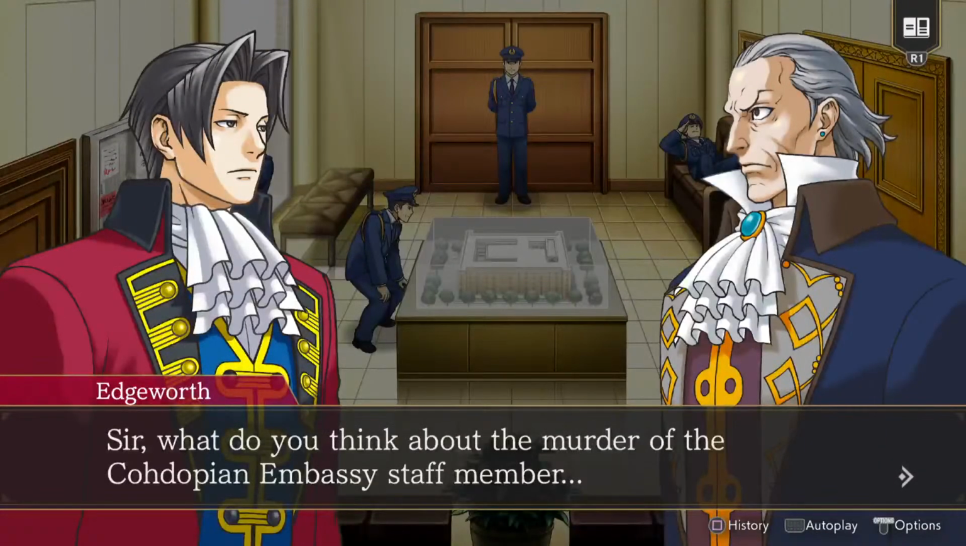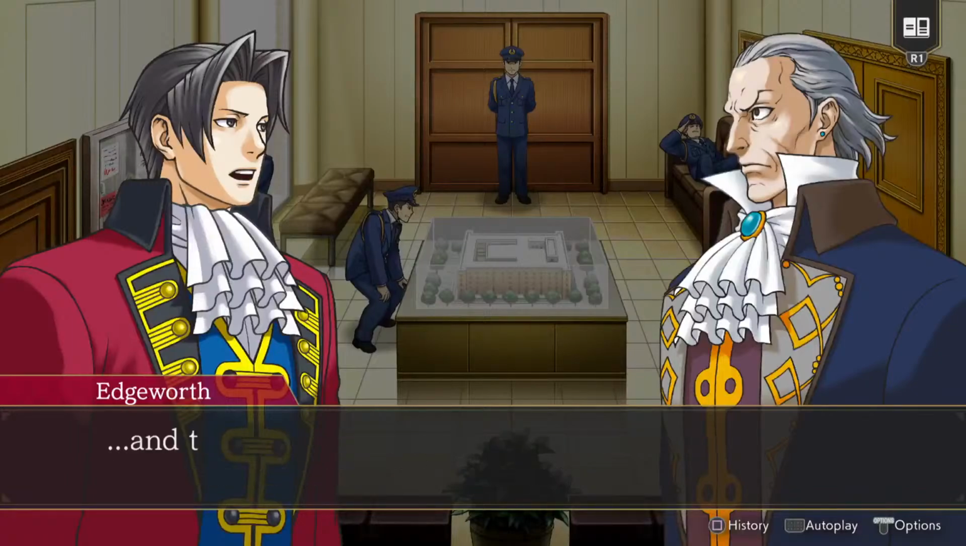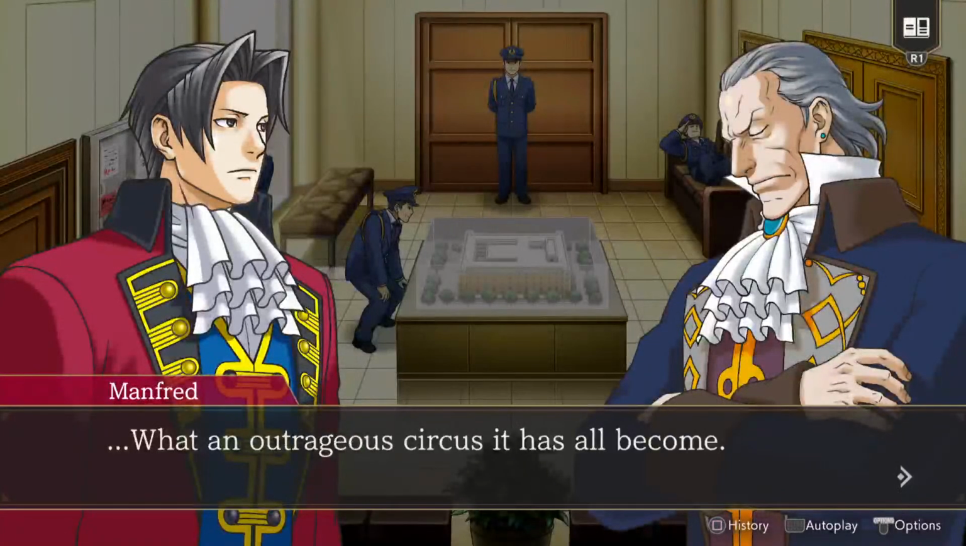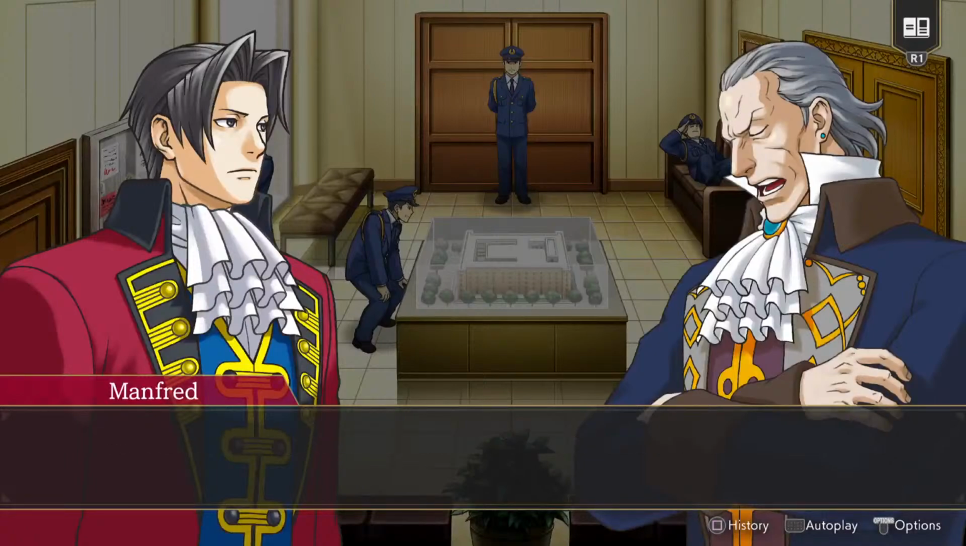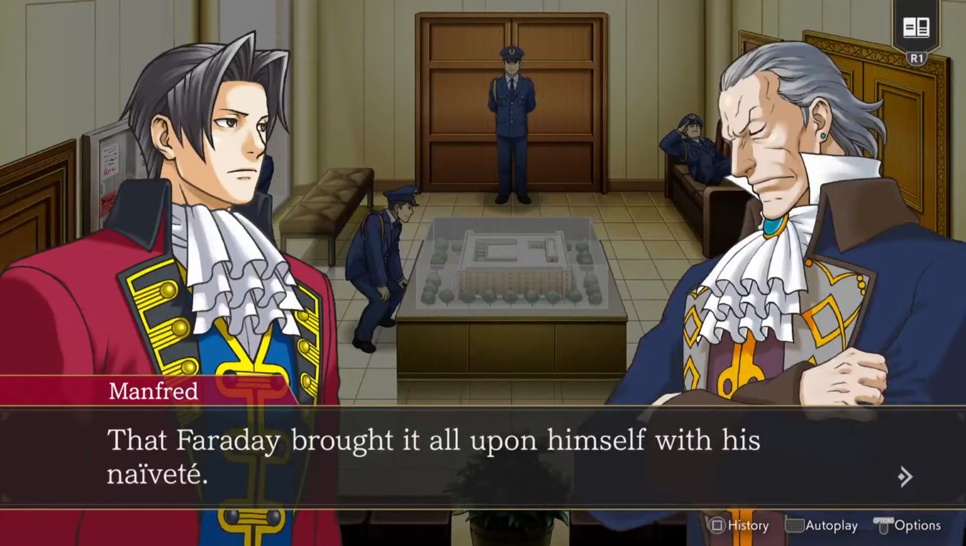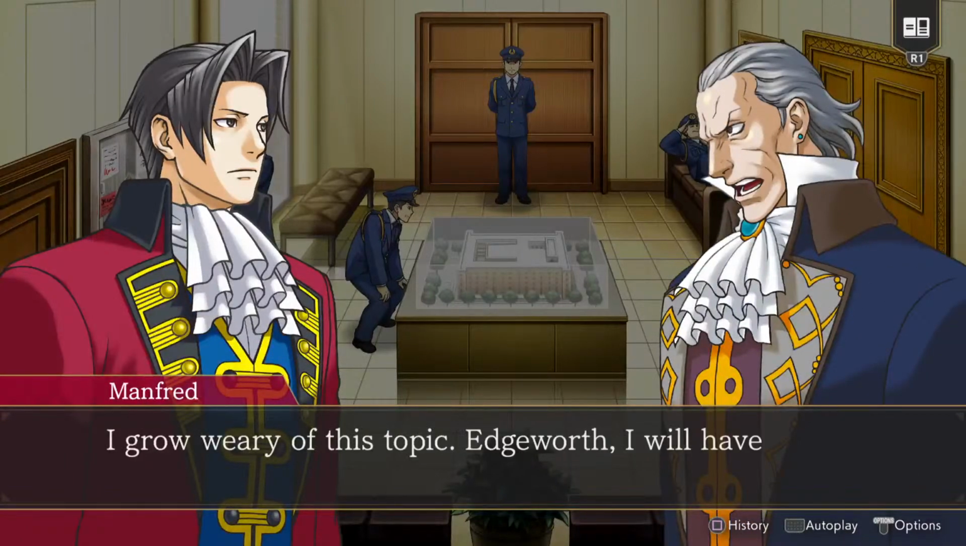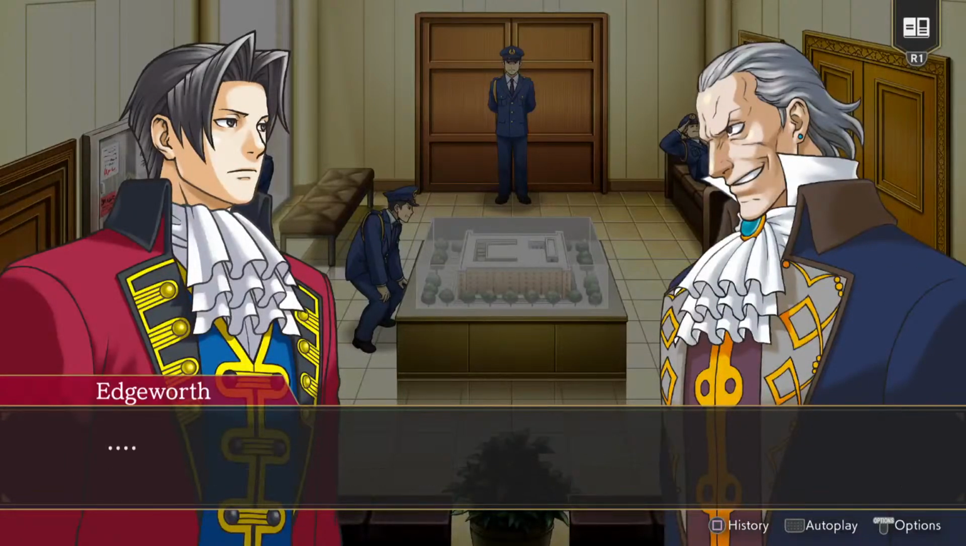Sir, what do you think about the murder of the Cadopian Embassy staff member? And the murders of Mr. Faraday and Mr. Rell? What an outrageous circus it has all become. That Faraday brought it all upon himself with his naivete. An outrageous circus, right, sir? I grow weary of this topic. Edgeworth, I will have you assigned to a different case.